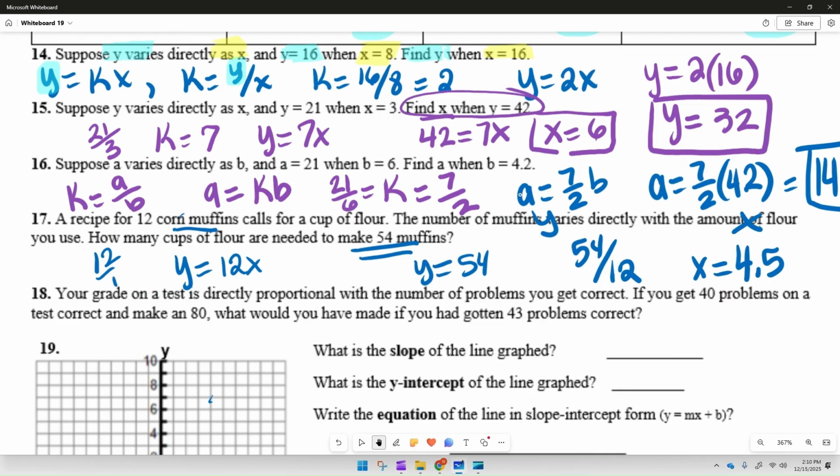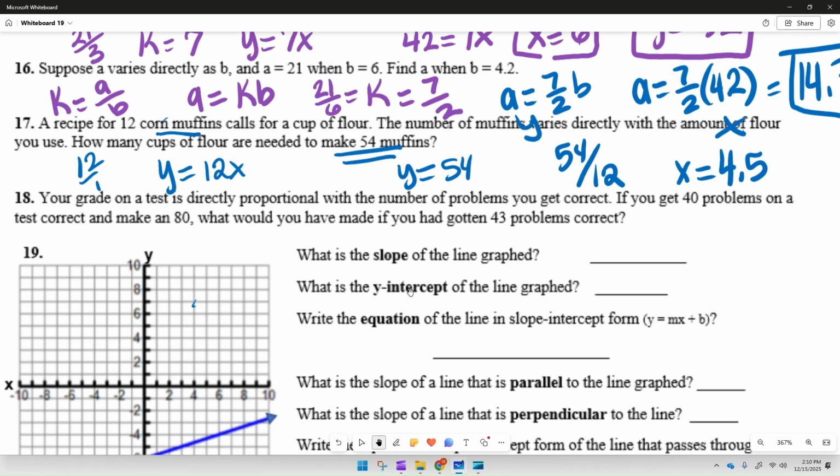All right, number 18, you're doing the same situation. So we have the grade on your test is directly proportional with the number of problems that you get correctly. So we're going to have the number of problems be x and the grade on your test be y. We have 40 problems, so 40 problems is x, and we make an 80, the grade on the test, which is y. So k is going to be 80 divided by 40. So that gives me 2.